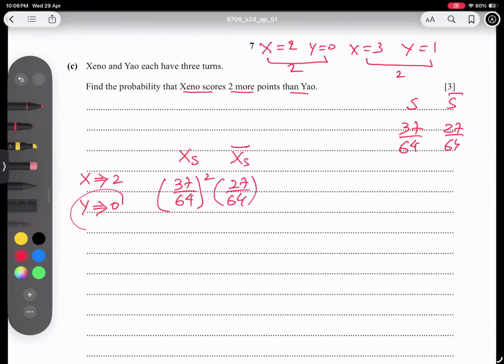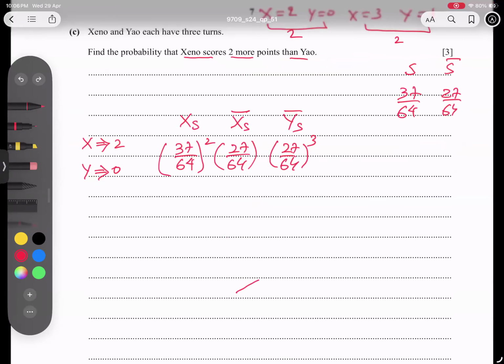Now I talk about Y. Y has no scoring at all, so I take not scoring with power 3. Why power 3? Because in all 3 attempts he is not able to score. I think the point is very clear. Let me explain once again, because this is the more important part: why I took power 3 and why I took power 2 here. I'll give you an example to understand.